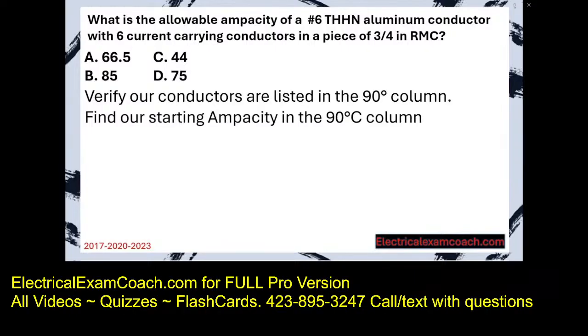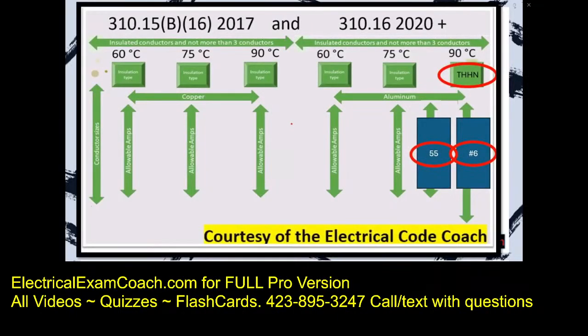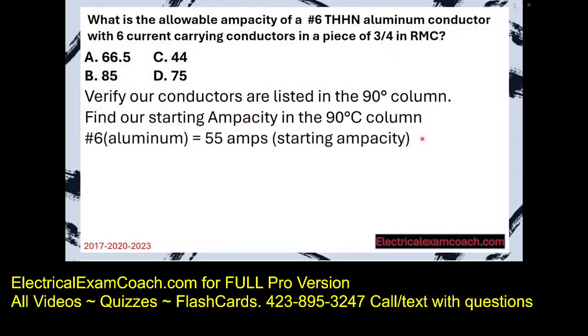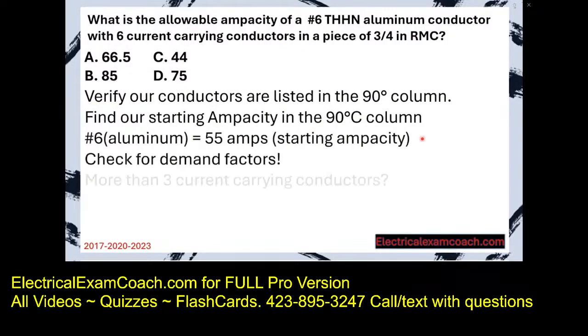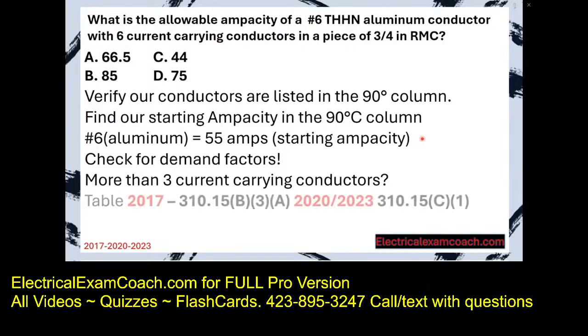Now we find our starting ampacity in the 90° C column. We head to our primary ampacity table on the aluminum side, and we slide down until we find a number 6. Then we're going to cross over and find that our starting ampacity is 55 amps. But we must check for demand factors. Are there more than 3 current carrying conductors? There sure are. So we're going to head to our bundling adjustment factor table.